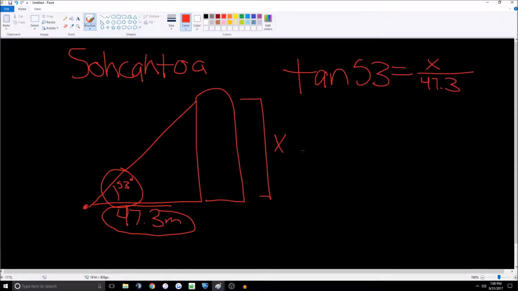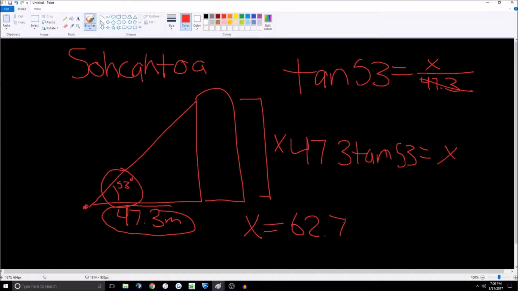So to solve for x in this situation, we're going to multiply each side by 47.3. This will cancel out with this right here, so we can go ahead and remove that, and then it's going to put 47.3 over here, and we're going to multiply it by tan of 53, and that will give us our x value, and x will actually end up coming out as 62.769 meters. So that is the height of the silo.